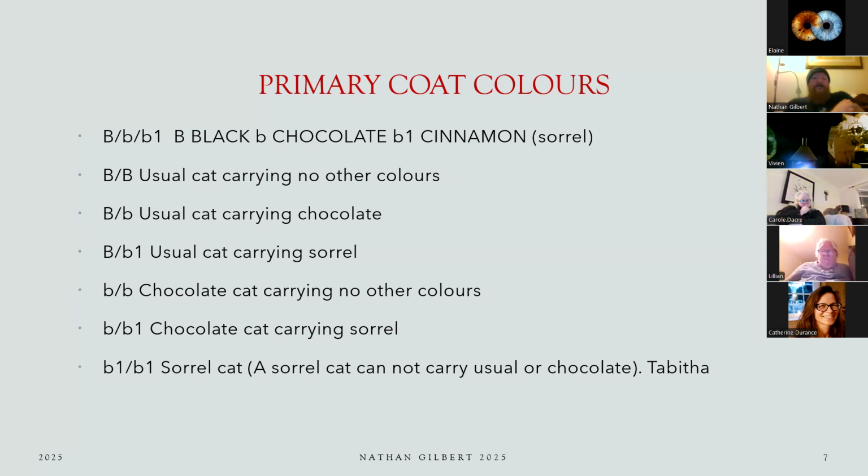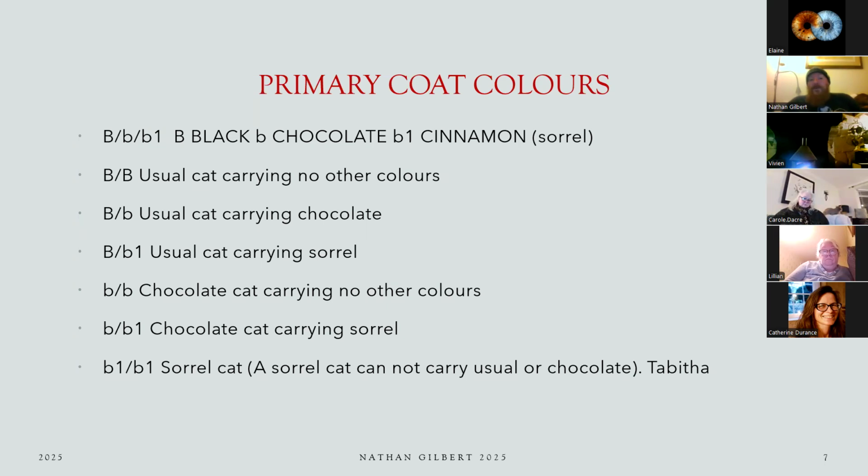Sorrel is the bottom rung of the ladder. If a cat is sorrel, it doesn't carry any other colors. But the chocolate can carry cinnamon because it sits in the middle. It's recessive to black, but it is dominant to cinnamon. So it sits in the middle. But a usual cat can potentially carry either of the other two colors. And sometimes you know this because of the pedigree of the cat. And sometimes you can't guess because it just depends. You don't know what the other cats were carrying.